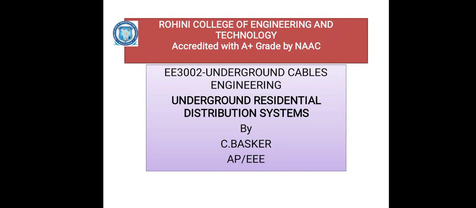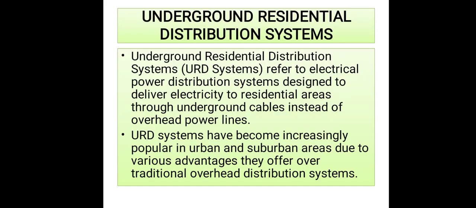Next topic is the underground residential distribution system. The underground residential is a small village. The village uses the current and power distribution through transmission lines via cable. The underground cable is mostly used in electrical power distribution systems, designed to deliver electricity to residential areas through underground cable instead of overhead power lines.